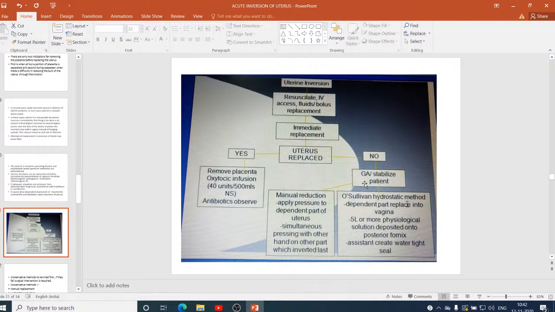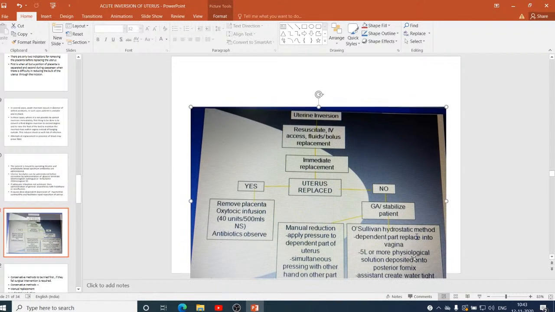then under general anesthesia and stabilization of the patient, manual reduction of the uterus should be done by applying pressure to the dependent part of the uterus, with the other hand on the abdomen. And if this also fails, then you'll go ahead with O'Sullivan's hydrostatic method. In this, the dependent part should be replaced into the vagina by giving 5 liters or more of physiological solution, which is deposited into the posterior fornix, making a water seal tight near the vagina.